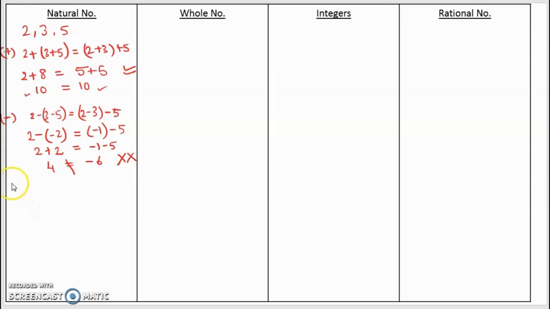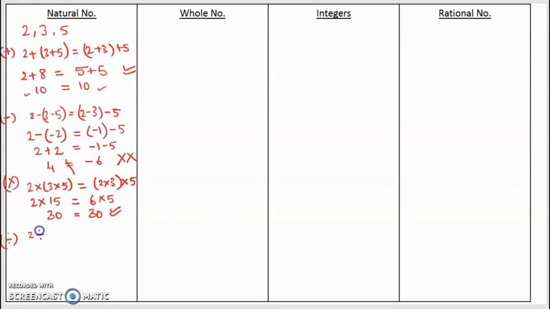Let us do multiplication now. So 2 into (3 into 5) should be equal to (2 into 3) into 5. 3 into 5 is 15, so 2 into 15 is 30, and 2 into 3 is 6, and 6 into 5 is also 30. So this holds true, hence we can say that natural numbers follow the associative property for multiplication. Let's do the final operation, division.